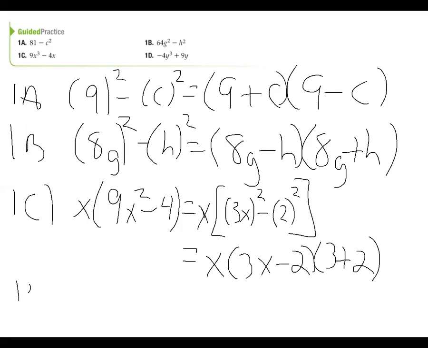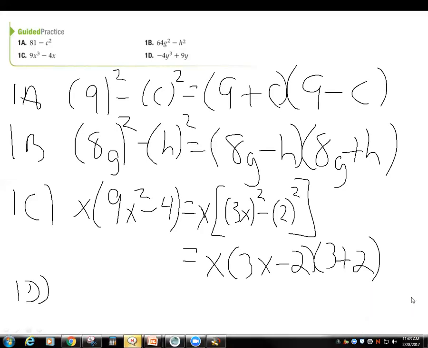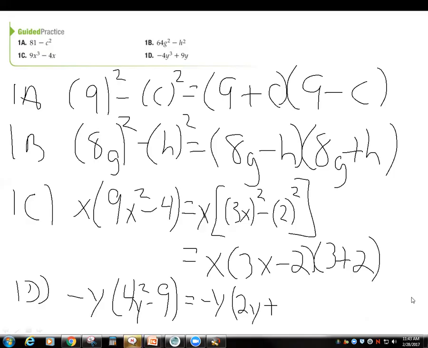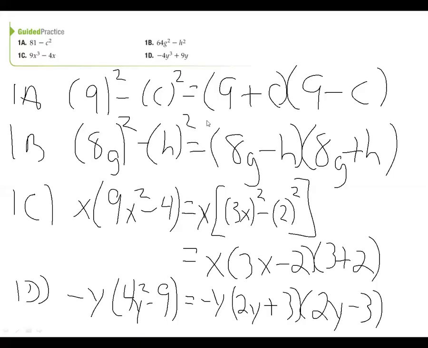Okay? And 1d, you could factor out a negative y. So you have 4y squared minus 9. Okay? And then you can think of the 4y squared as 2y quantity squared and the 9 as 3 quantity squared. So it would be 2y plus 3 times 2y minus 3. Okie dokie. All right, let's keep going.